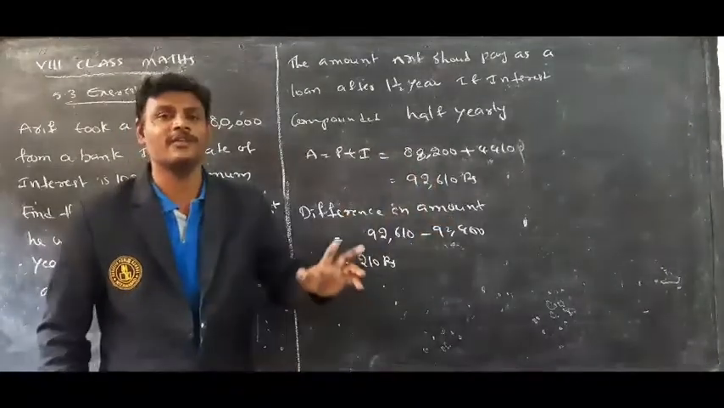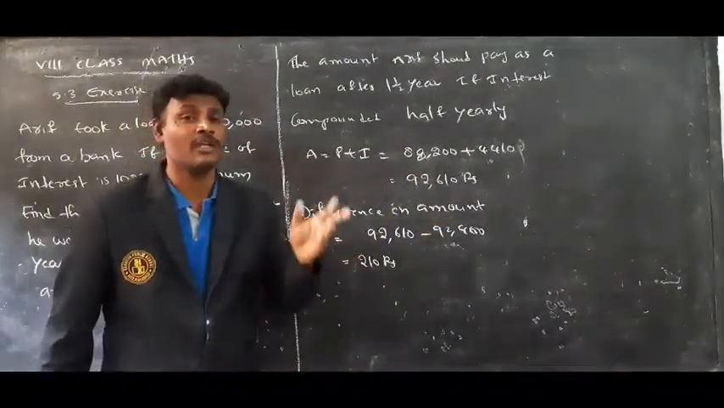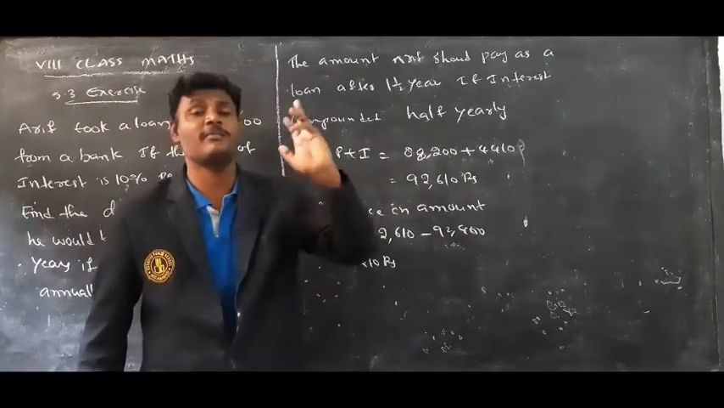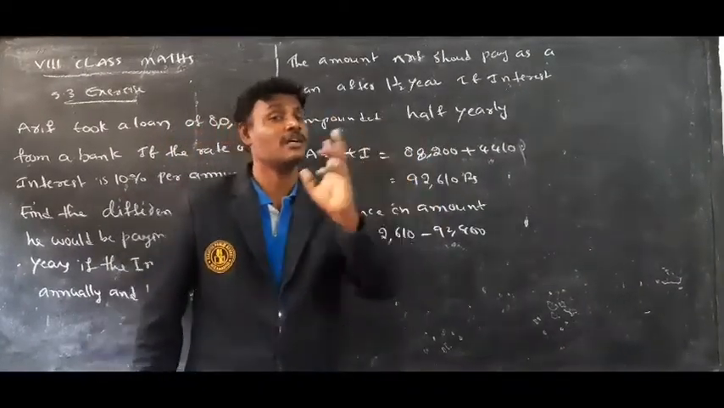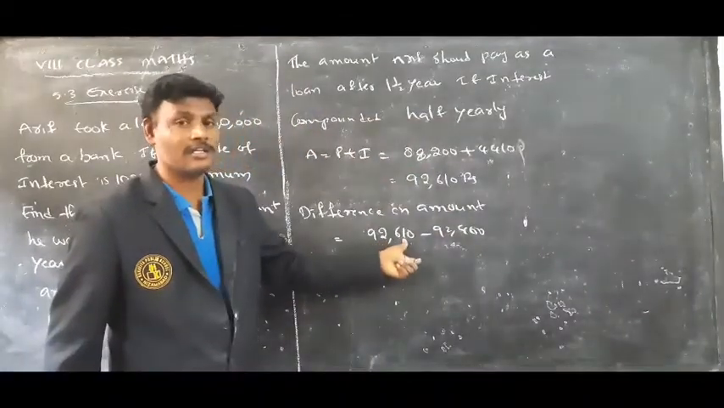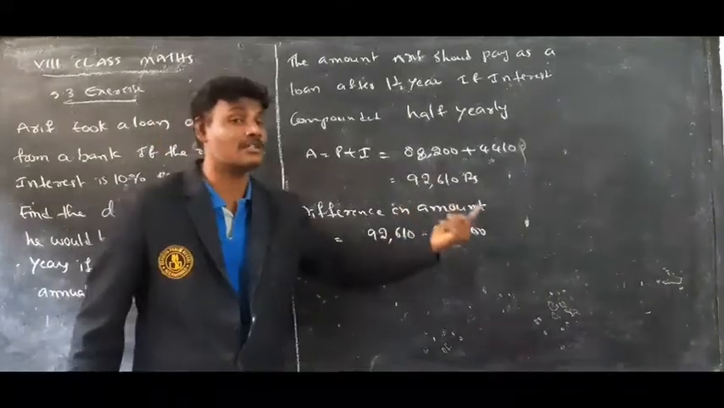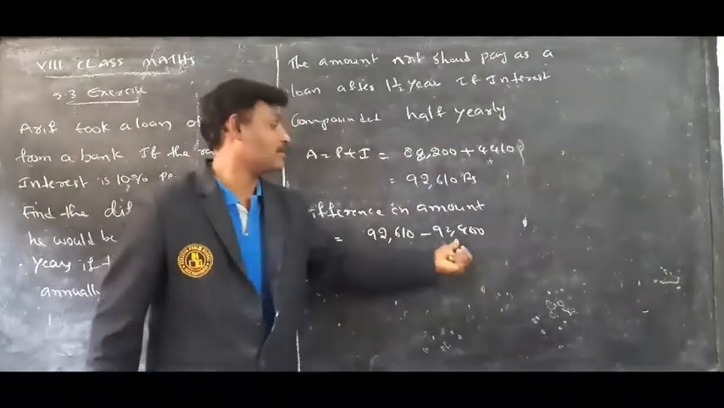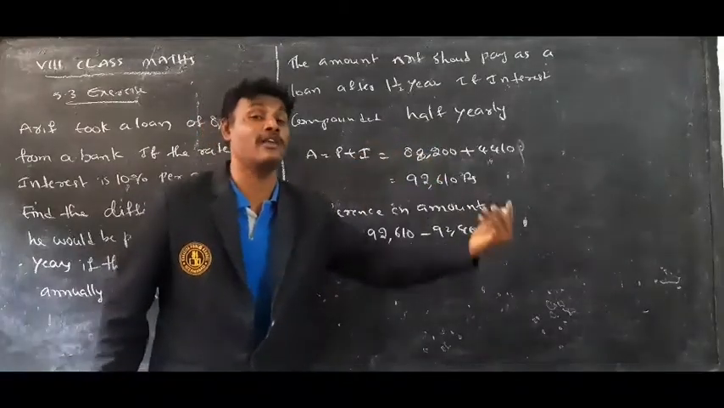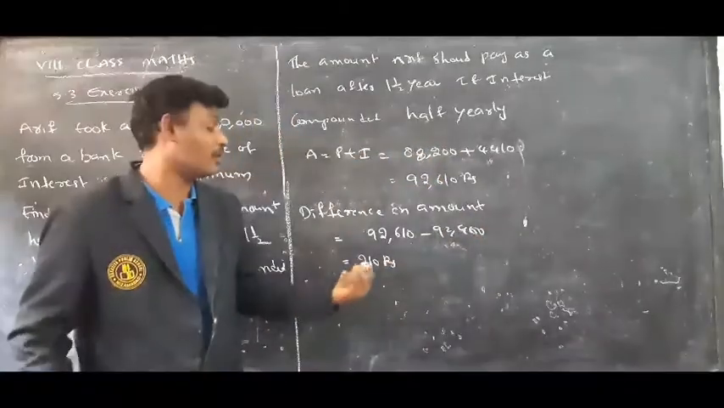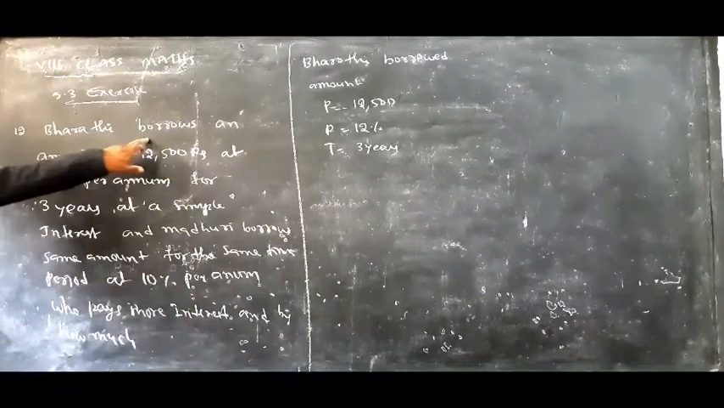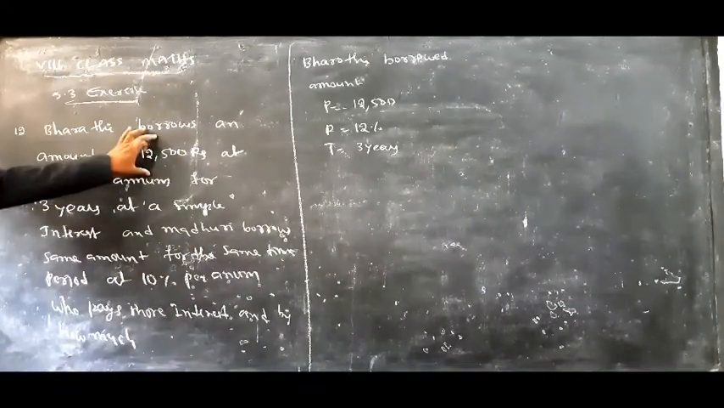Now I need the difference in amount between the two cases, if the interest is compounded annually and if it is compounded half yearly. 92,610 is the total amount if the interest is compounded half yearly, and 92,400 is the amount if the interest is compounded annually. So the difference in amount is 210 rupees.